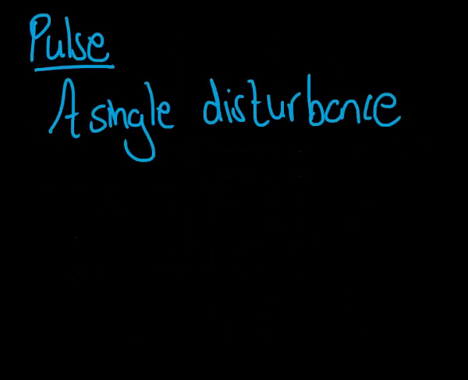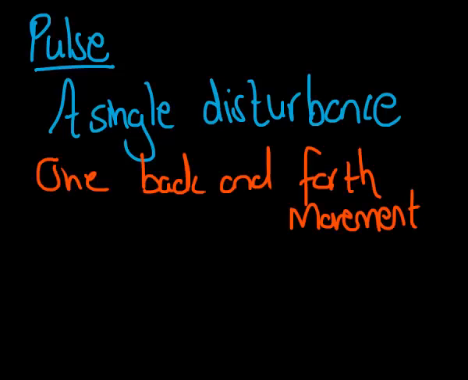Now once again, there's a difference between a pulse and a wave. A pulse meant to us a single disturbance. So for a longitudinal wave, it's a quick back and forth movement, only one of them. But when I'm going to have a repetition of this back and forth movement, then I'm going to produce a wave from that.